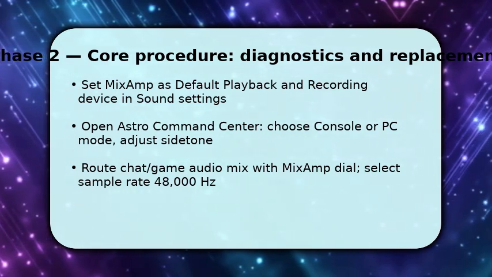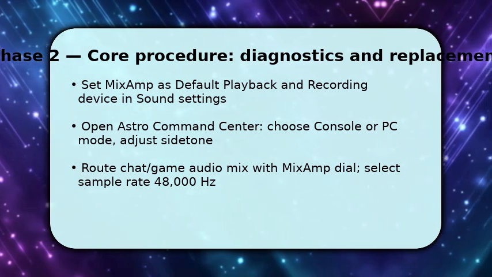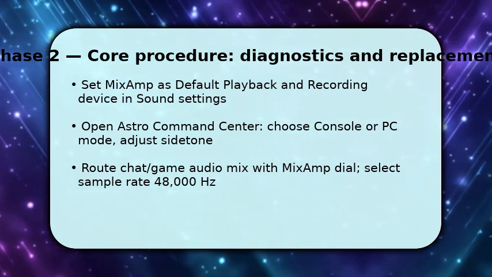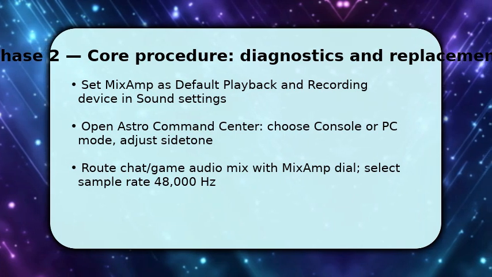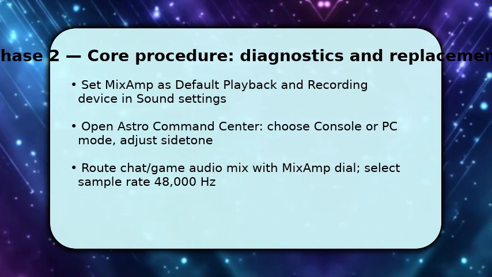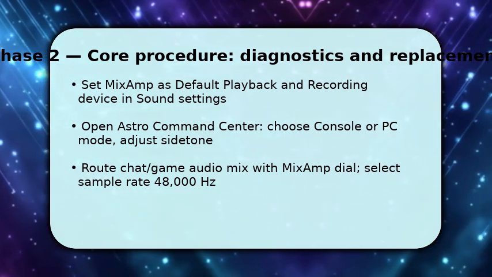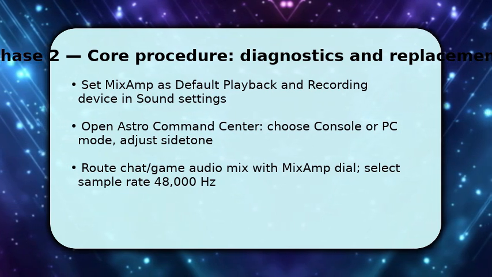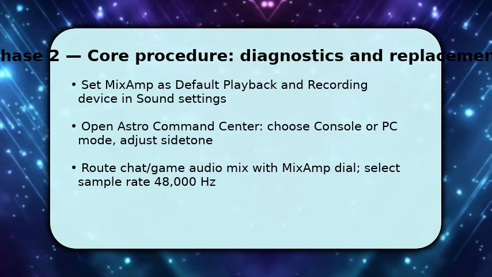Adjust side tone so you hear your own voice at a comfortable level. This prevents shouting. Also confirm sample rate at 48,000 Hz to match most games. These settings create correct routing and consistent audio levels between applications and parties.